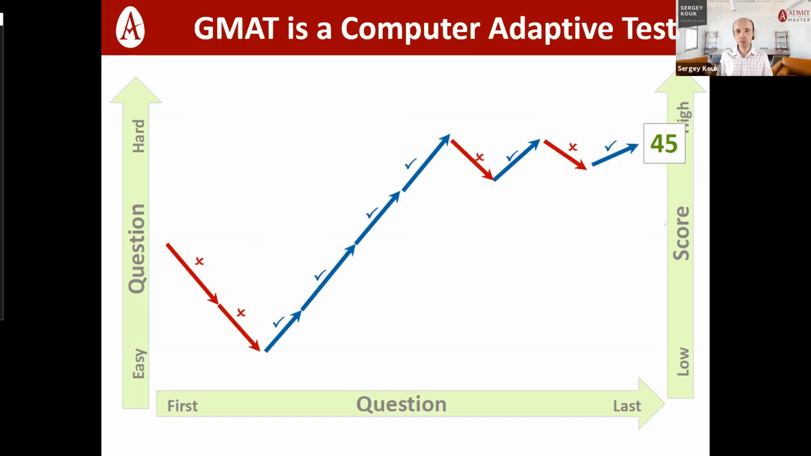But let me just put your mind at ease. Harder questions don't mean the math is going to be harder. In fact, many people believe that harder questions mean they're going to see lots of probability, lots of combinatorics, lots of very complicated math questions. This is what some of the GMAT books make us believe, but that is not true. Harder questions are harder simply because they're trickier.